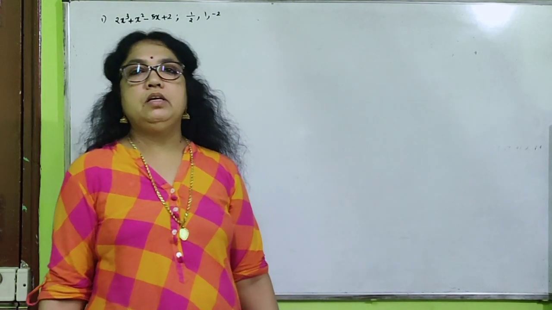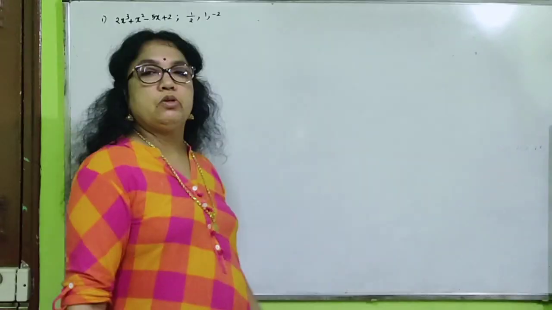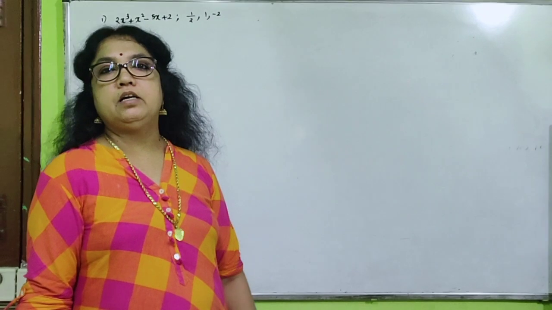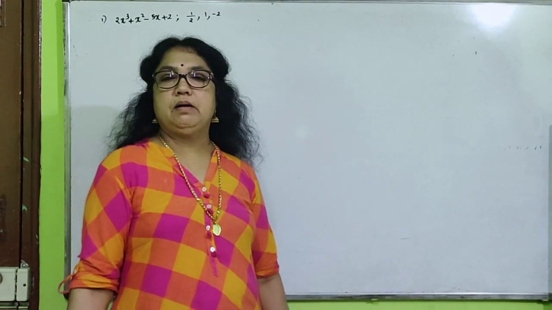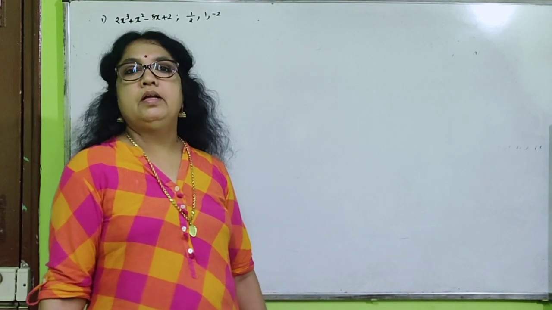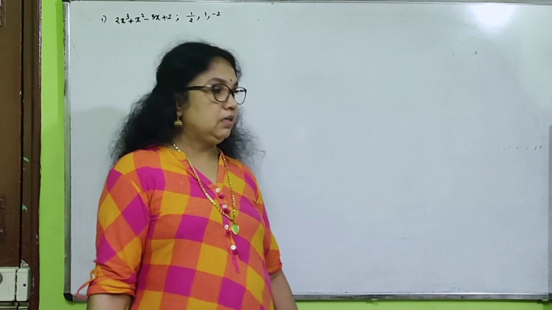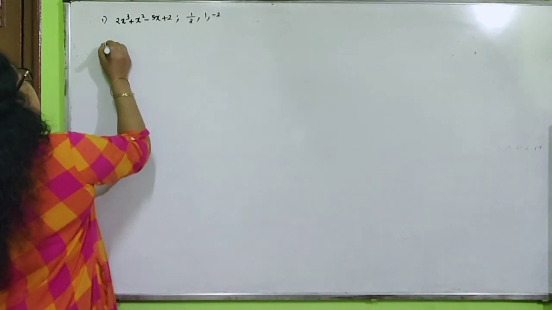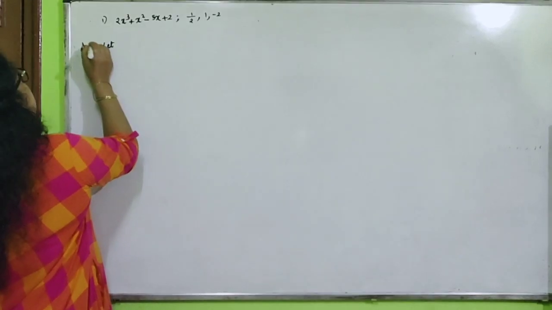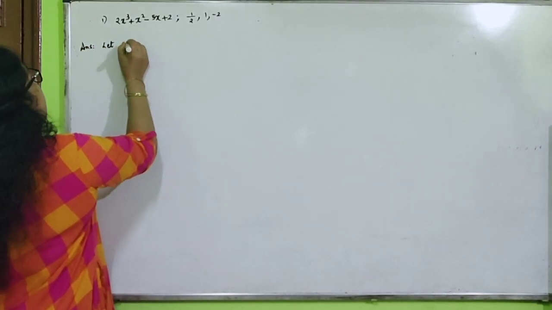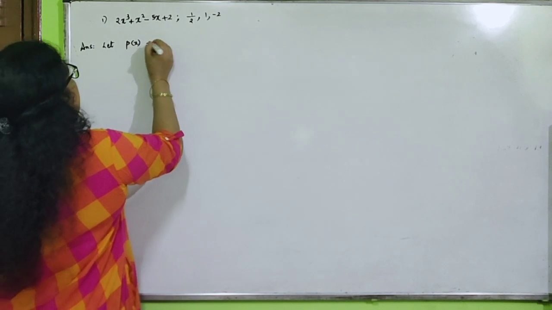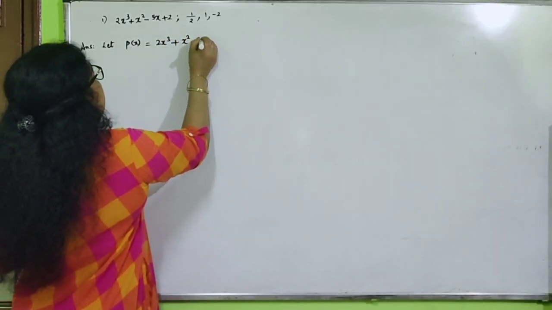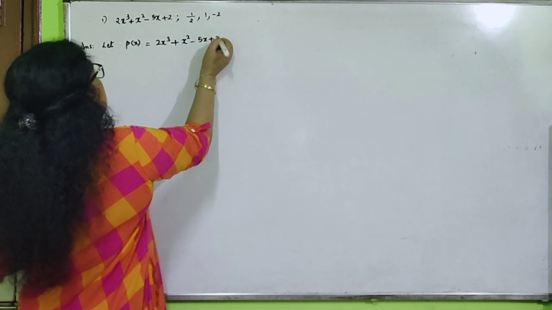Then, to verify the relation between zeros and coefficients, you have to prove the values of alpha plus beta plus gamma, alpha beta plus beta gamma plus gamma alpha, and also alpha beta gamma. So here, let p of x equal 2x cube plus x square minus 5x plus 2.